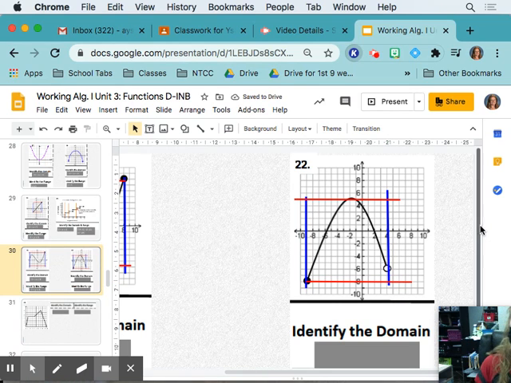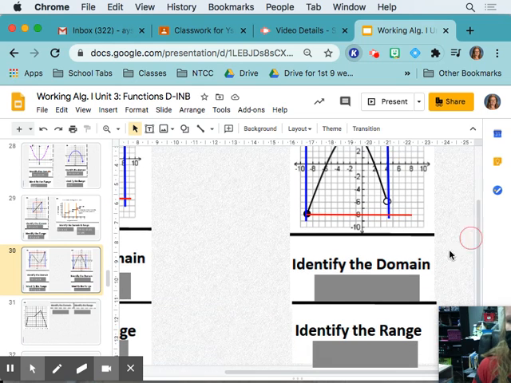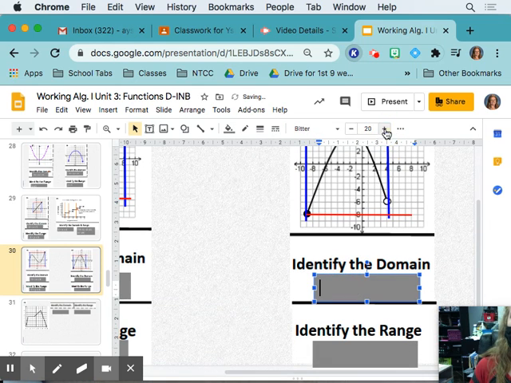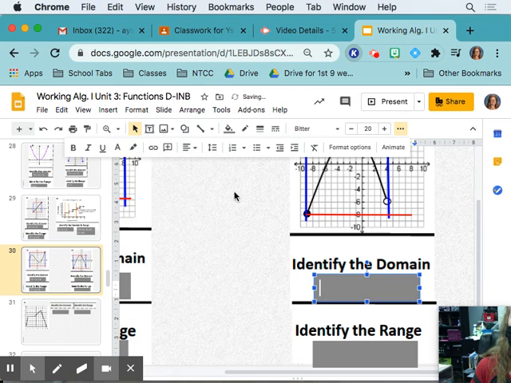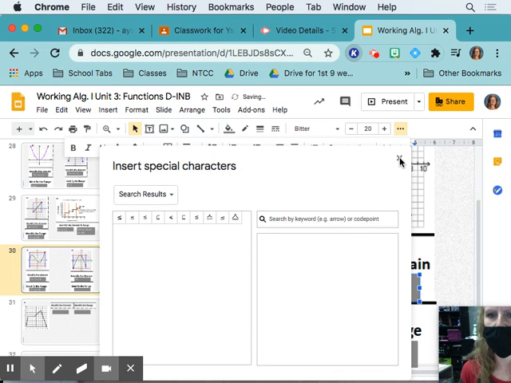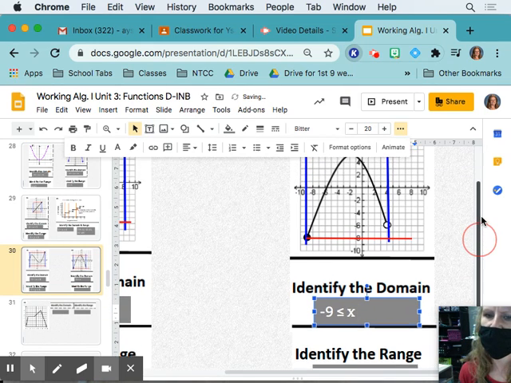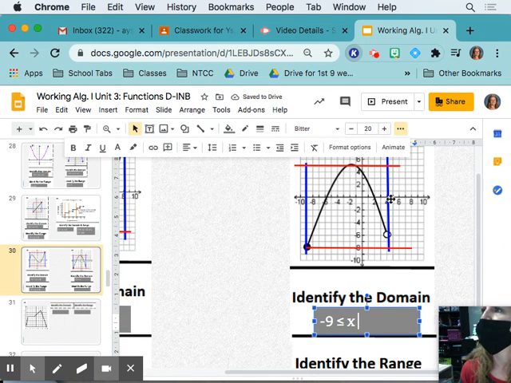Okay. So our domain is left and right. So we start at the origin, go to the left as far as we can go, which would be -9. So -9, and it is included. So we need that symbol less than or equal to. X. And then how far right will it go? +4. But it is not included because that is an open circle, so it's just less than 4.